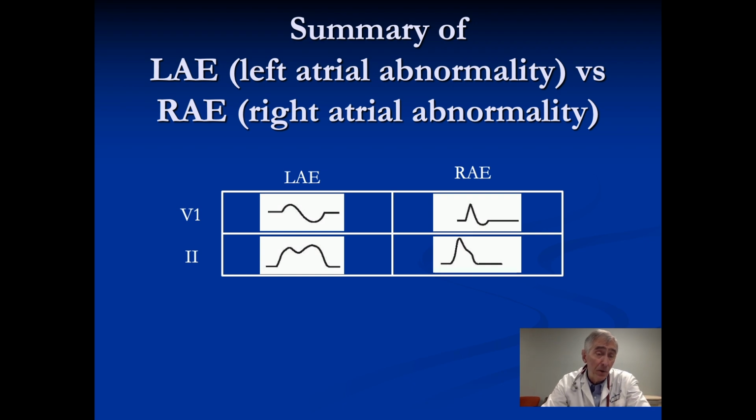Sometimes these can be precursors to atrial fibrillation. Sometimes we see mitral stenosis with left atrial enlargement. Pulmonary hypertension and chronic lung disease can give you right atrial abnormalities. So you'll see some of these.